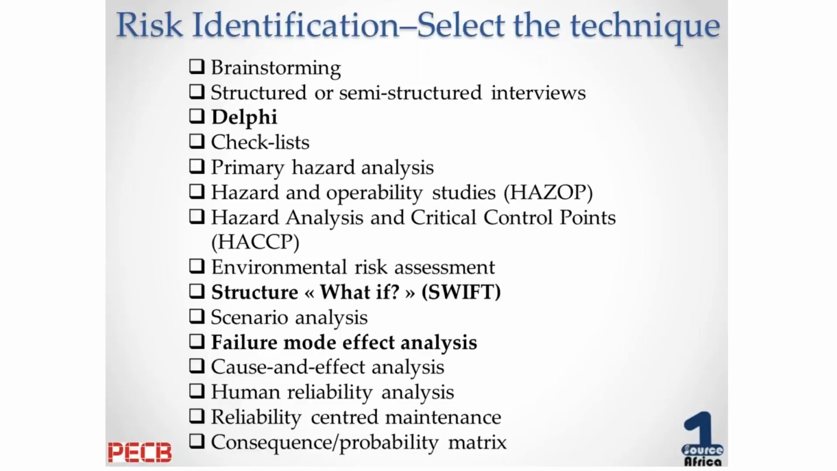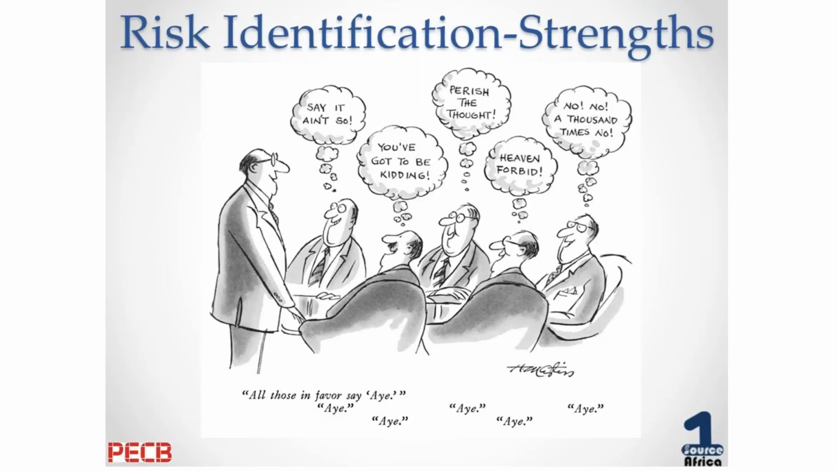We could utilize checklists, primary hazard analysis, hazard and operability studies, once again HACCP, environmental risk assessment, the SWIFT analysis, what-if analysis, scenario planning, failure mode and effect analysis, FMEAs, which is utilized widely, can also be utilized for risk identification, cause and effect analysis, human reliability analysis, reliability-centered maintenance, consequence probability matrix. All of these could be utilized for risk identification.